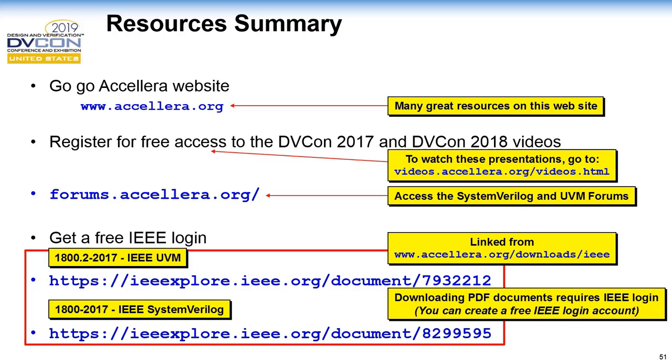Take advantage of these resources that are out there. I've been out to the Accelera webpage, lots of videos on lots of topics on that webpage. It's very good. Once you have the IEEE login, then you can download PDF versions of each of those standards. Without the login, you can view them online, but you can't download them.